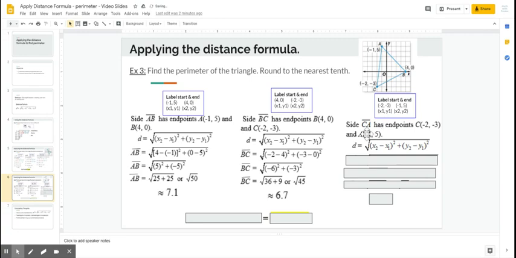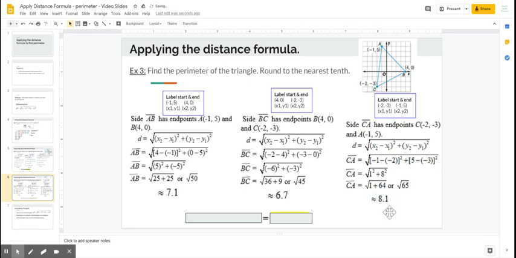All right, and then the last side, side CA, which is here. Your 2 points are negative 2, 3 and negative 1, 5, so you plug them in. Well, first you label, right, x1, y1, x2, y2, and then you plug in. So our x2 minus x1 is negative 1 minus negative 2 squared plus 5 minus negative 3 squared, and we are going to solve. So negative 1 minus negative 2 gets you a positive 1. 5 minus negative 3 gets you a positive 8, and then you square each of those to get 1 plus 64, or the square root of 65, which ends up getting you to be about 8.1.